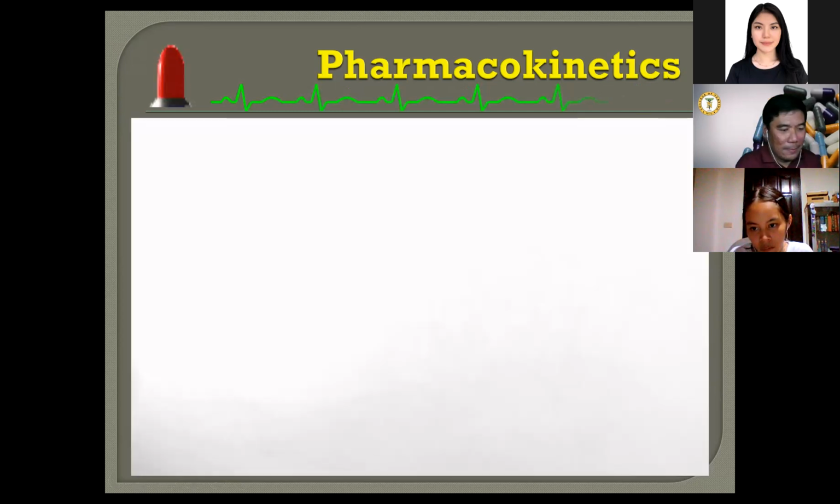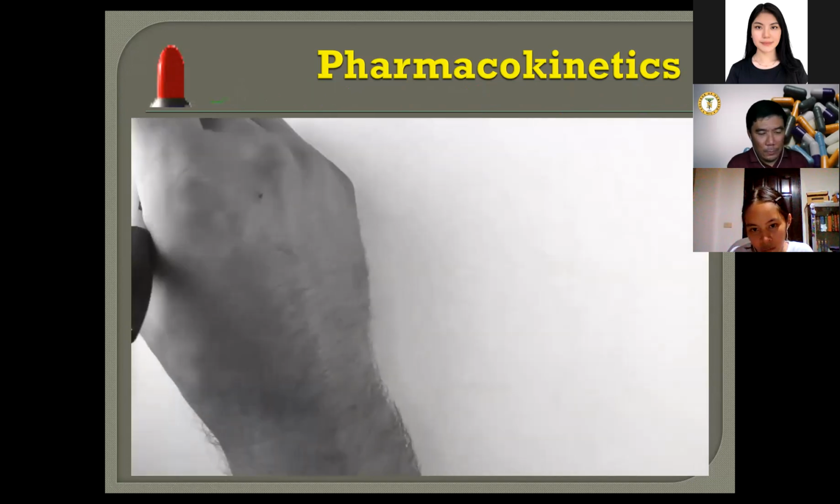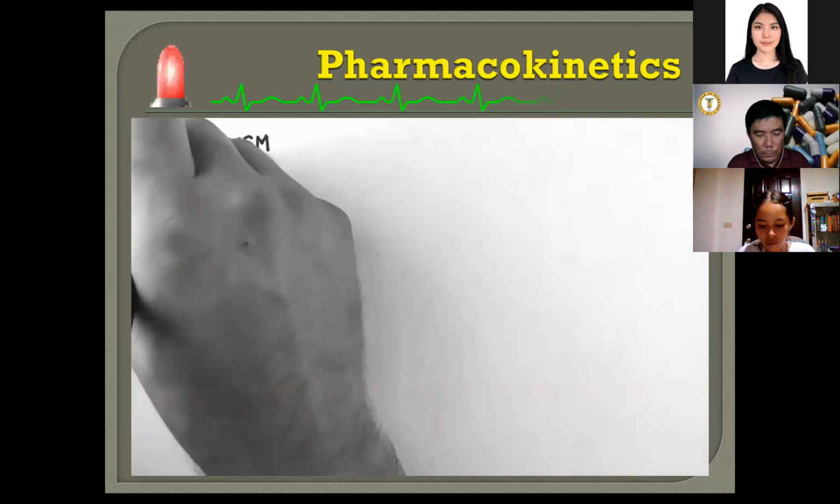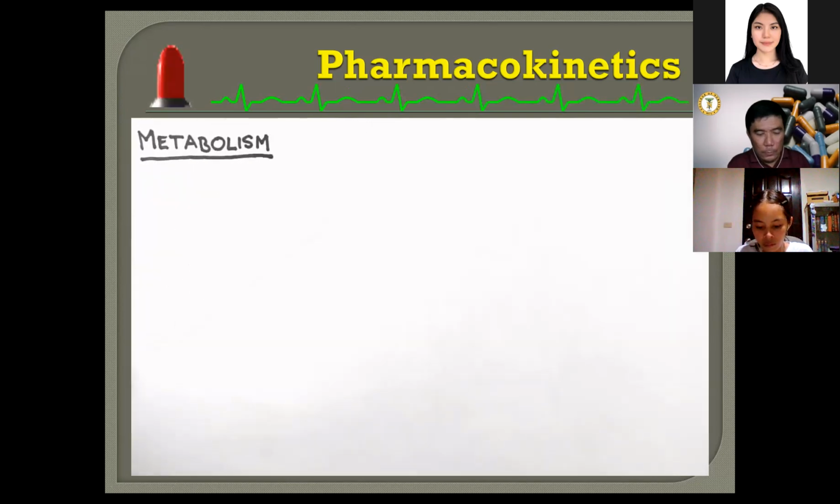Welcome to the fourth handwritten tutorial on pharmacokinetics. In this tutorial, I'm going to talk about drug metabolism. Drug metabolism often takes place in the liver, but metabolism can take place elsewhere, such as in the lungs or the gut.